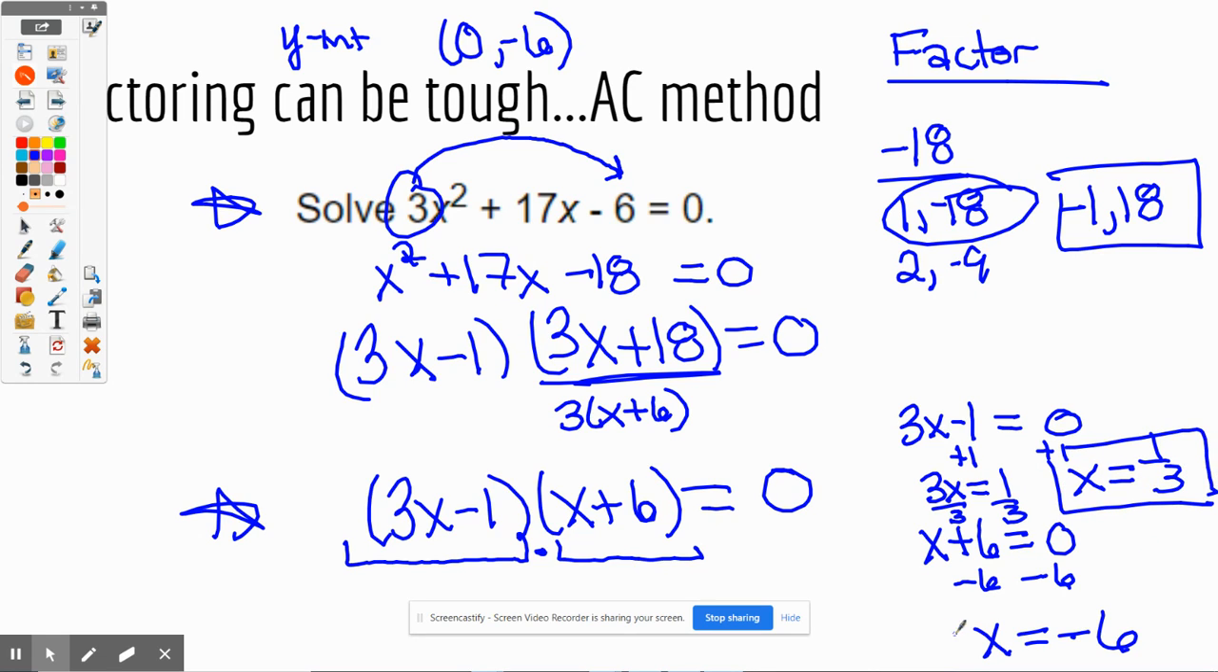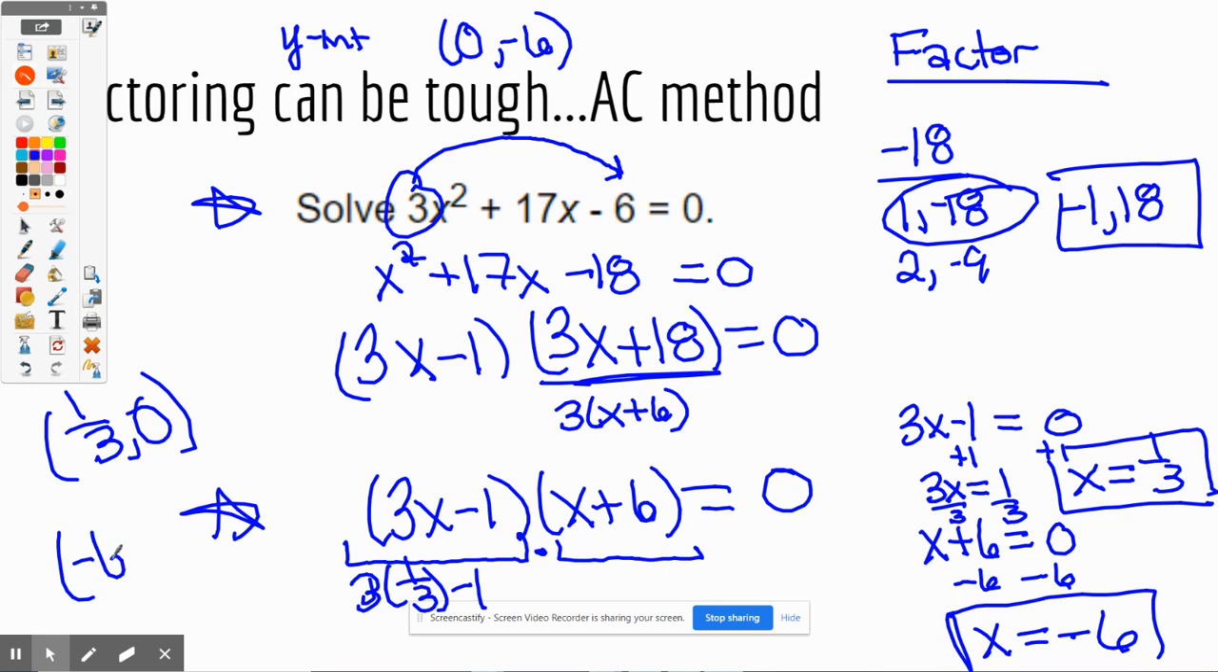Okay, the shortcut, if you are a shortcut-liking person, will always be the opposite of this sign over the coefficient of the x. So you can check your answer by plugging in 1/3. 3 times 1/3 minus 1, does that give you 0? Sure does. Definitely the negative 6 gives you 0. So these are my solutions. If I was going to graph it, (1/3, 0) is an x-intercept, and (-6, 0) is an x-intercept.